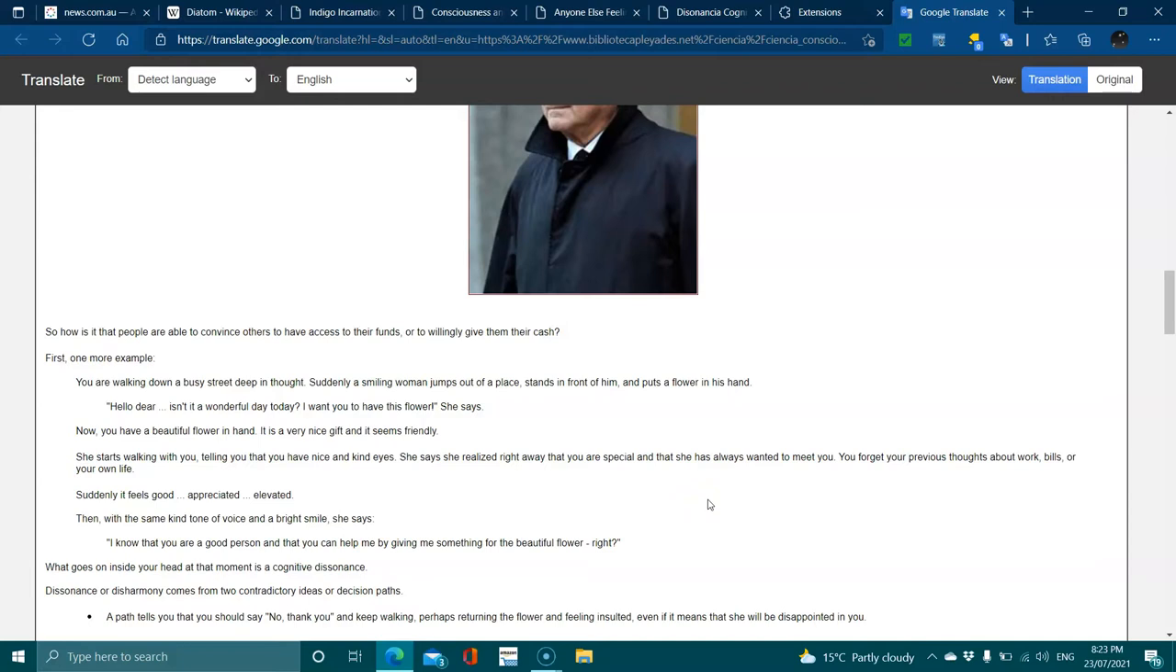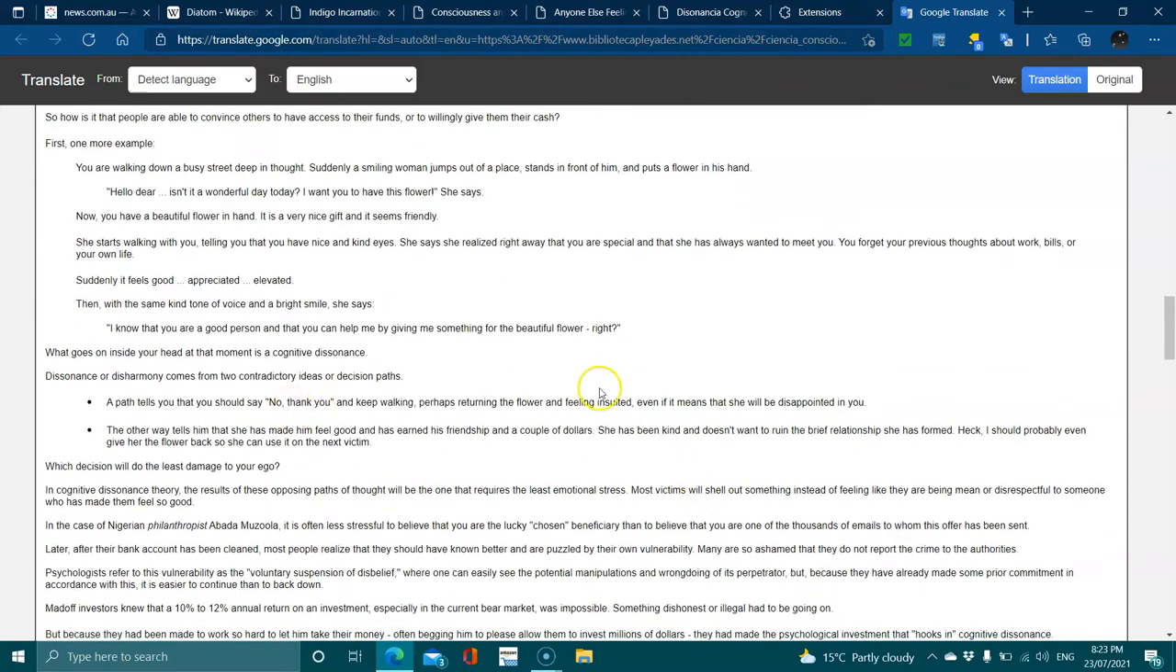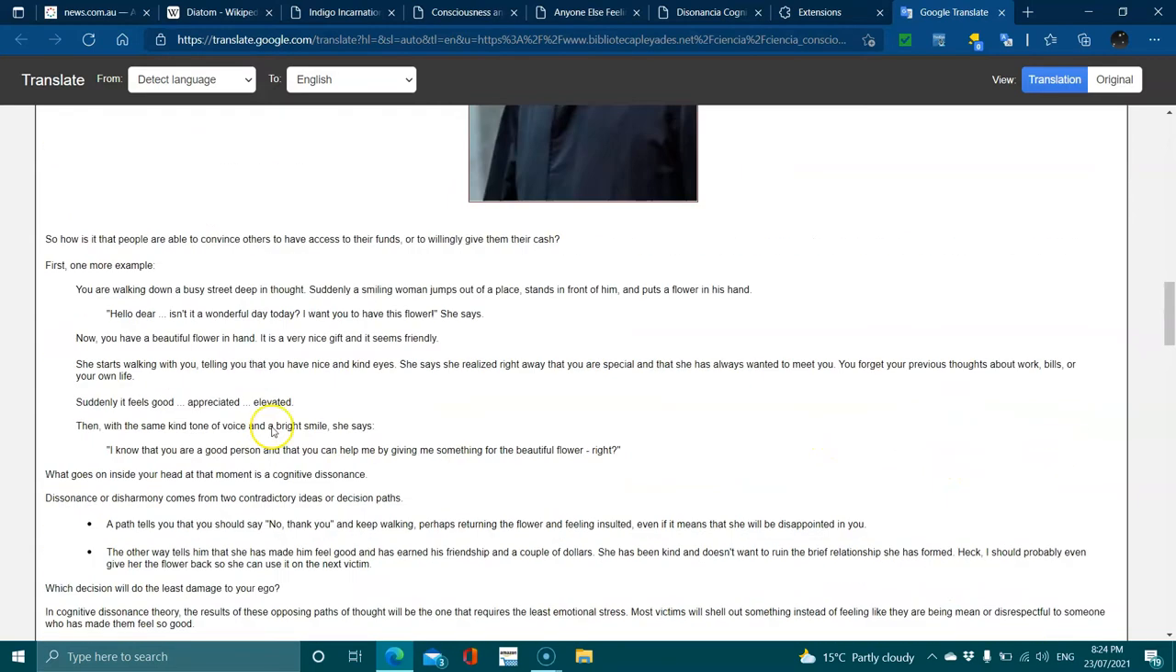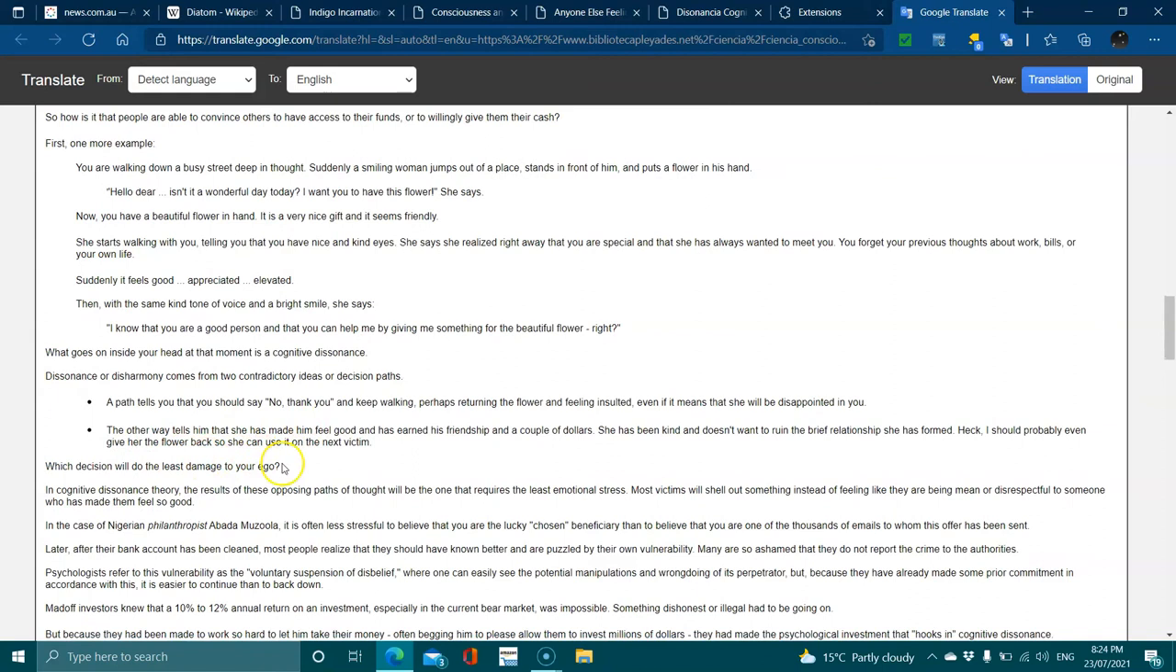Dissonance, or disharmony, comes from two contradictory ideas or decision paths. One path tells you that you should say no thank you and keep walking, perhaps returning the flower and feeling insulted, even if it means that she will be disappointed in you. The other path tells you that she has made you feel good and has earned your friendship and a couple of dollars. She has been kind and you don't want to ruin the relationship she's formed. Heck, I should probably even give her a flower back so she could use it on the next victim. Which decision will do the least damage to your ego?